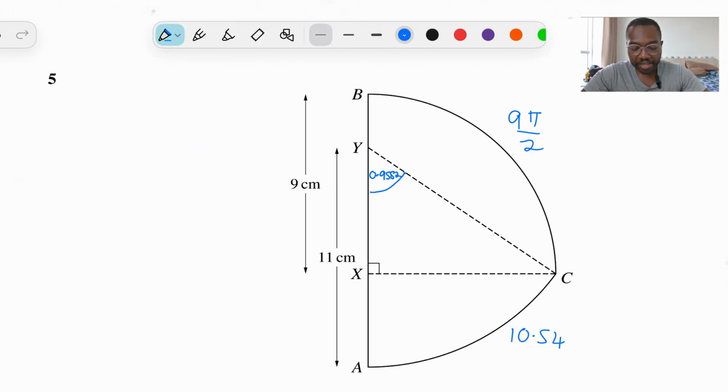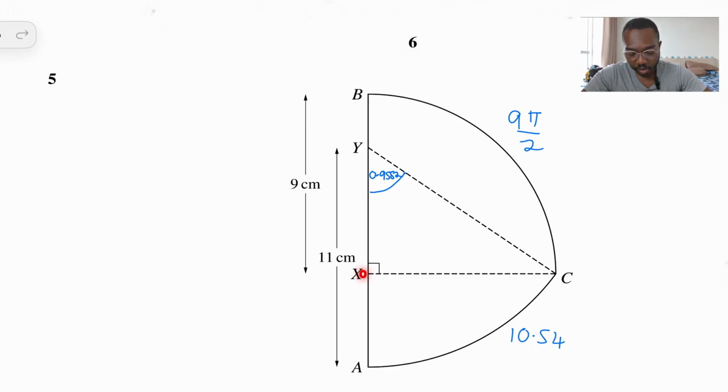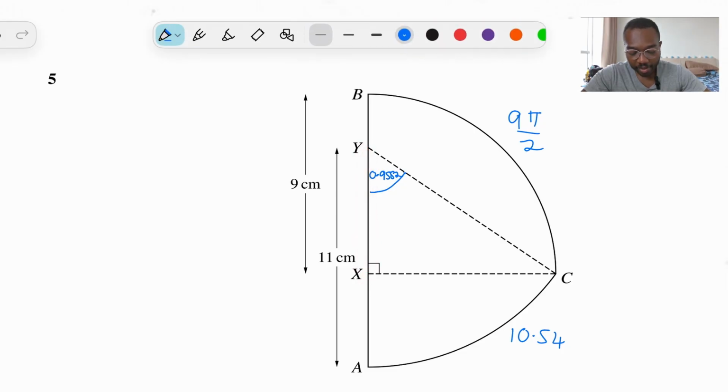So to work out the length AB, if we can work out the length of XY here, that will help us work out the full length of AB. So how can we work out that XY length? Remember the previous question, we worked out that CY was 11 and CX was 9. So we can just use Pythagoras' theorem to work out what XY is. Remember, it's a right-angled triangle.